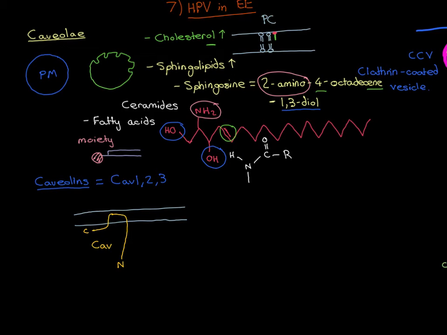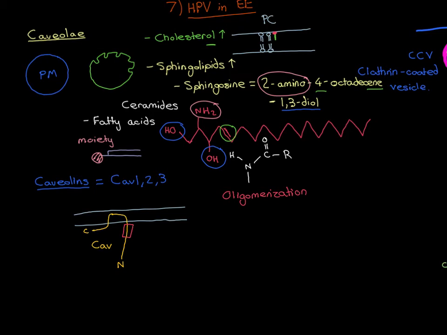Now, all of the caveolins have oligomerization domains that are in this position here. So that domain I've now boxed in red, this is an oligomerization domain. So they're going to oligomerize, which means they're going to join with other caveolin proteins to form an oligomer.